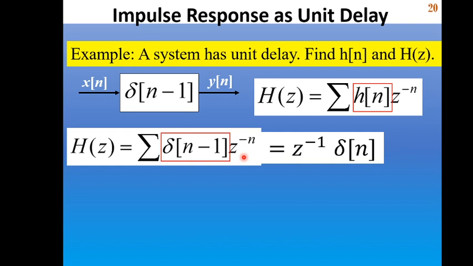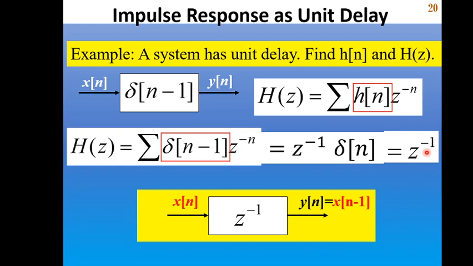After simplification, the system transfer function becomes G to the power minus 1 times delta of n. Since the value of delta of n is 1, h of G becomes G to the power minus 1. This block represents the system. The output from the system is the delayed version of the input by one sample.